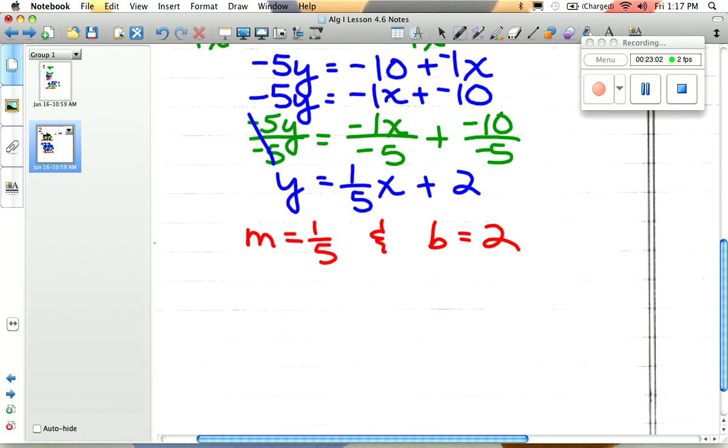But this is what we're worrying about today. Can we write an equation in slope-intercept form, and then can we identify the slope and the y-intercept properly from it? Or, if they give us the slope and the y-intercept, can we write the equation ourselves in slope-intercept form? Those are the things I want you to make sure that you understand so far in this lesson. Any questions?